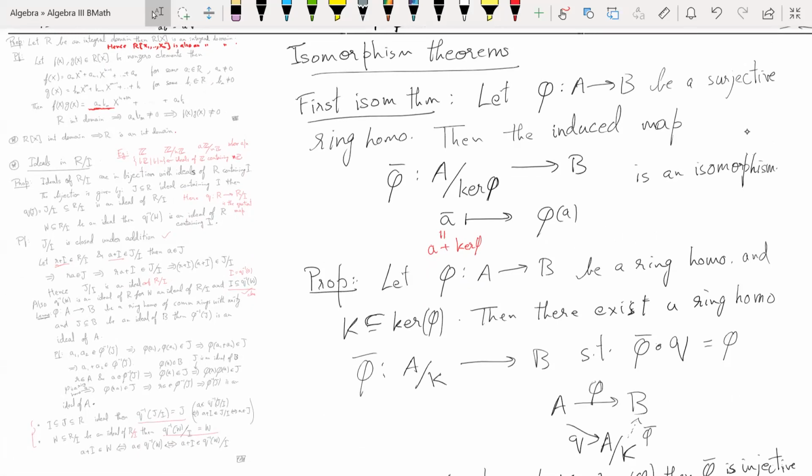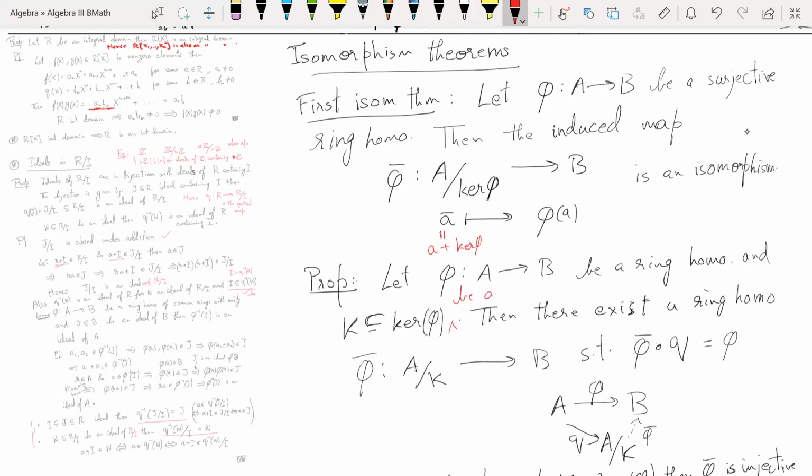So let phi from A to B be a ring homomorphism. We will see the proof of the first isomorphism theorem as a corollary to this proposition. Let phi from A to B be a ring homomorphism, and K, contained in kernel phi, be an ideal of A.